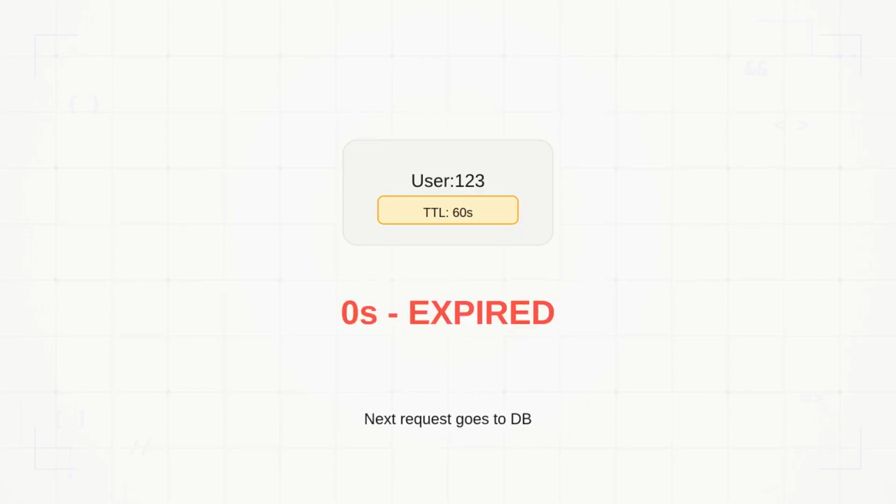You are saying, I don't know exactly when this data will change, so I'll just guess how long I can afford to be wrong. For many applications, this window of being wrong is acceptable, but for financial or collaborative tools, it's a non-starter. If you can't afford to be wrong, you move to write-through caching.